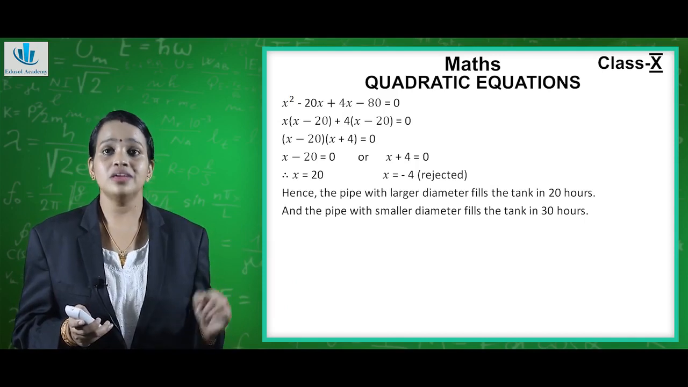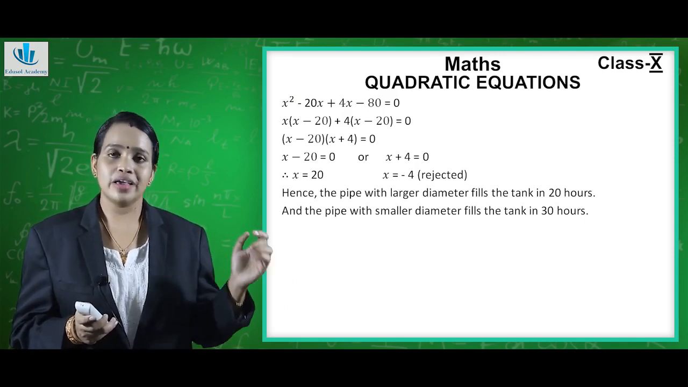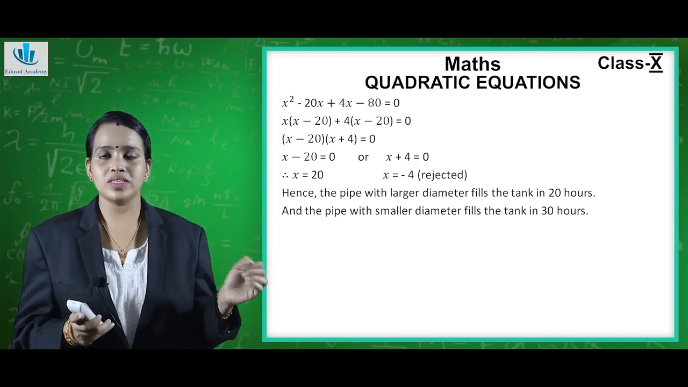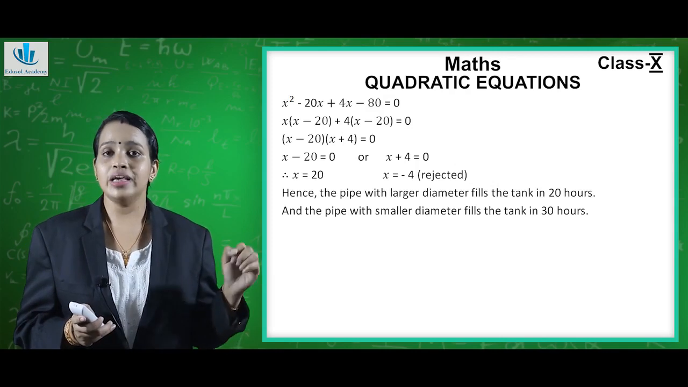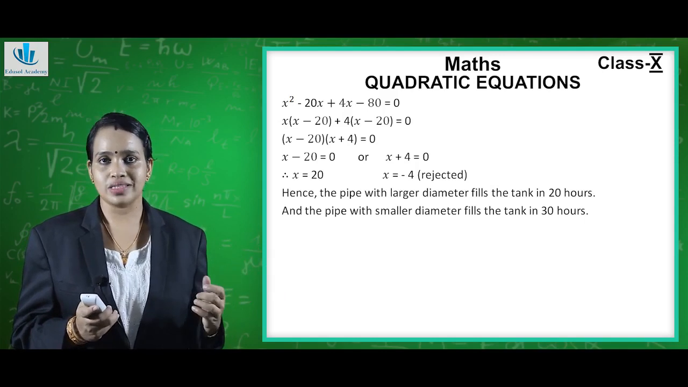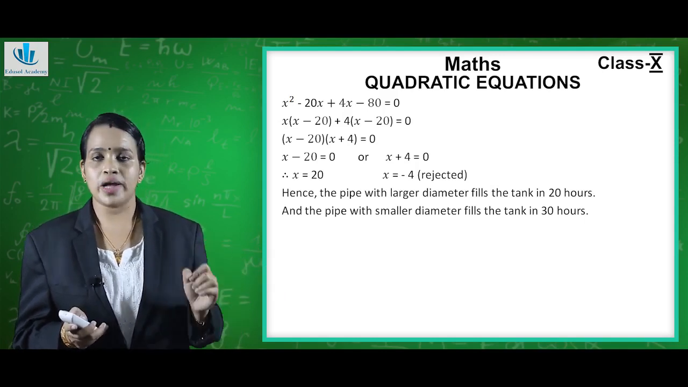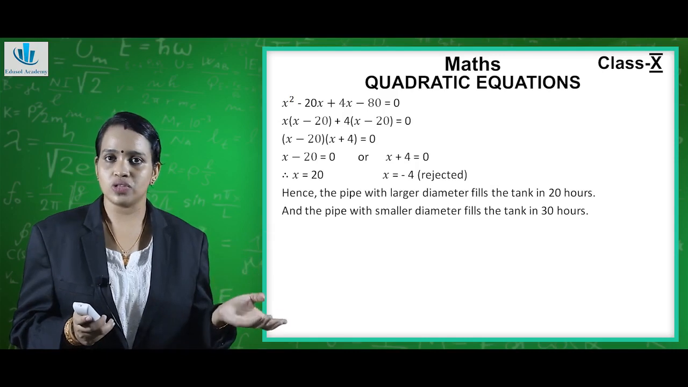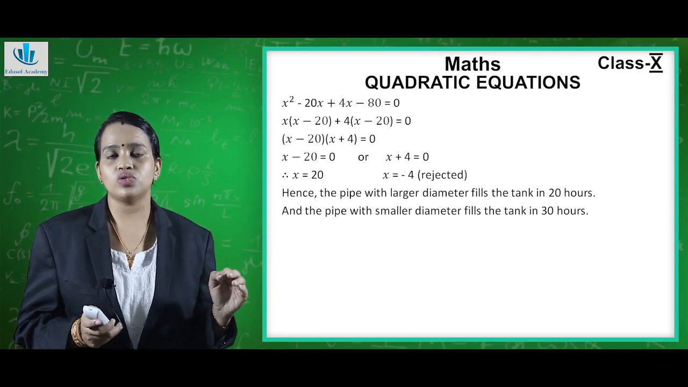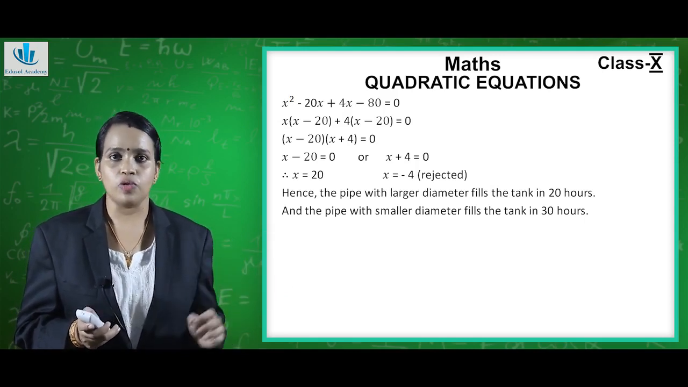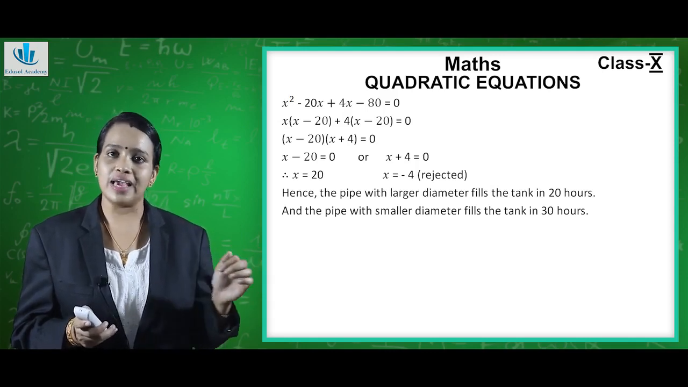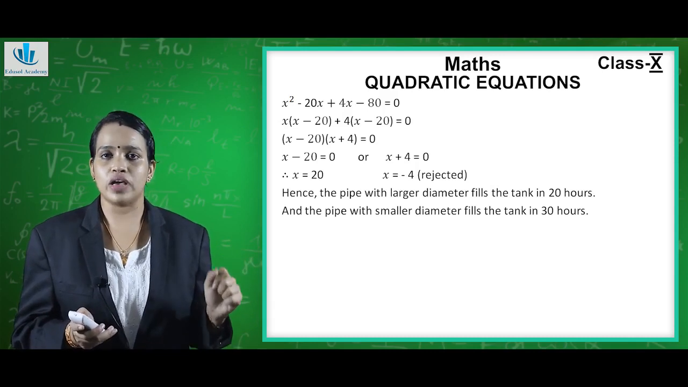We take x as common, so x into x minus 20 plus, here we take 4 as common, 4 into x minus 20 equal to 0. Now we separate it, so it becomes x minus 20 into x plus 4 equal to 0. So x minus 20 is equal to 0, or x plus 4 equal to 0. Minus 20 becomes plus 20 on the other side, therefore x is equal to 20. Plus 4 becomes minus 4 on the other side, so x is equal to minus 4. But the measurement cannot be negative, so we reject x equal to minus 4 and take the x value as 20.